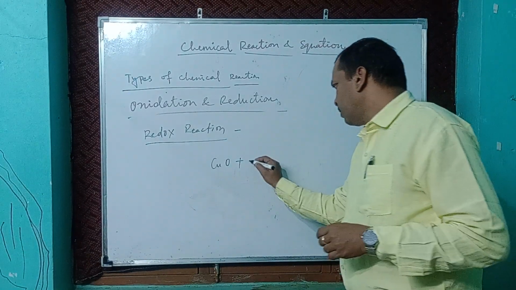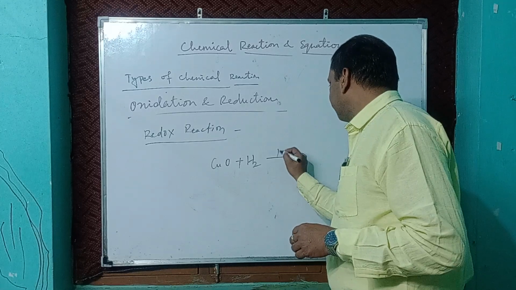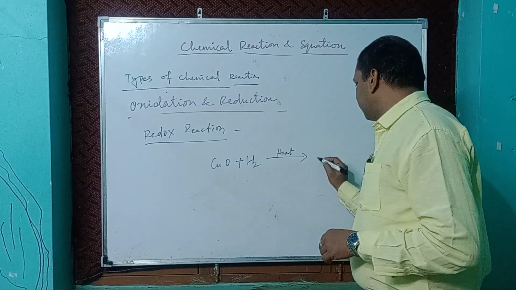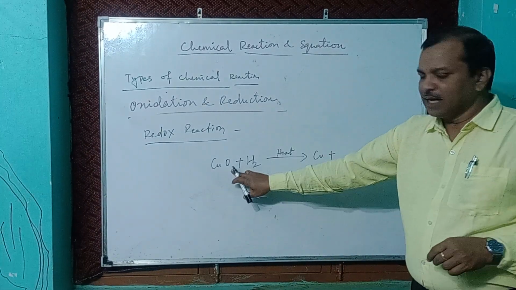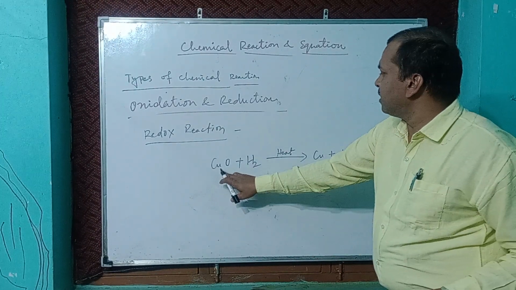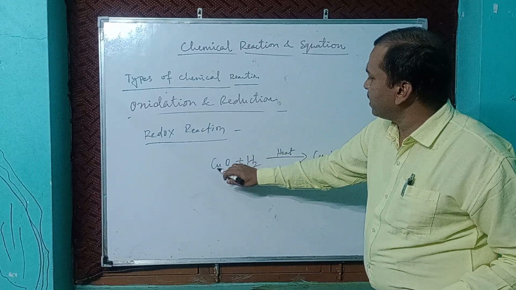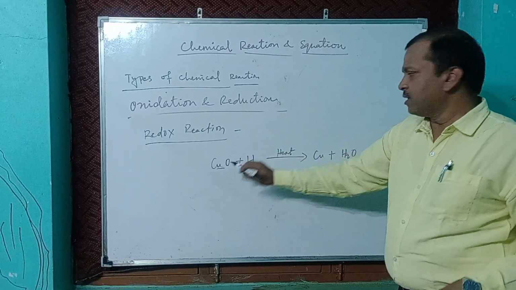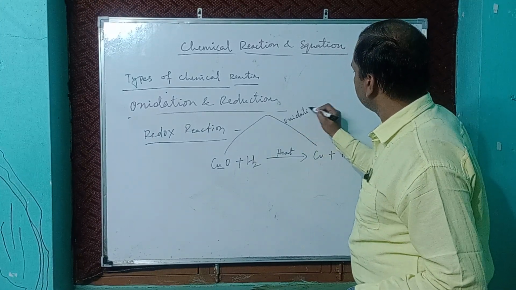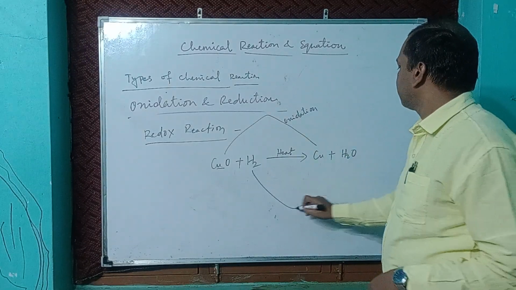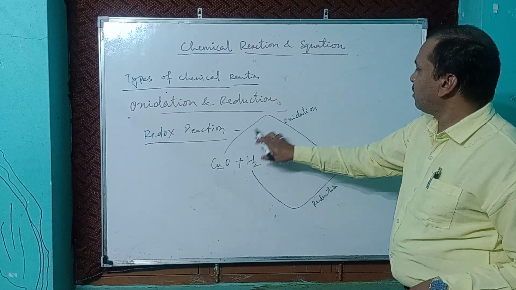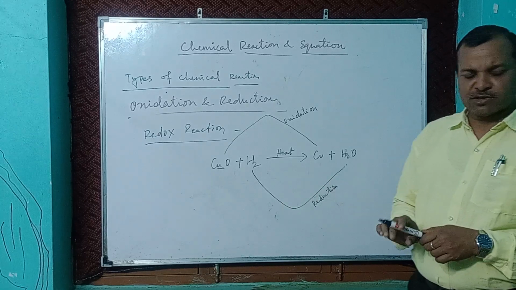CuO plus H2, and we will provide heat. What will we get? Cu, copper metal. What is left? H2O. So you can clearly see oxygen is removed from here, so it is reduction. And here oxidation is happening and reduction is also happening.